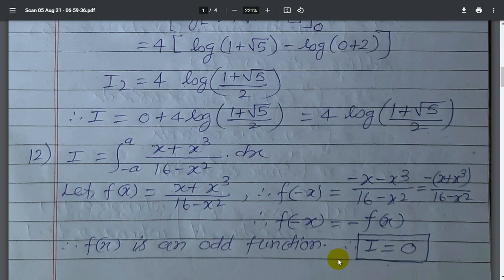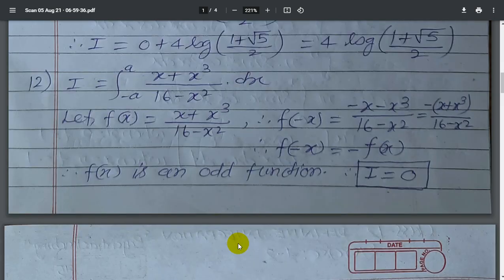So you can write the property here if you want to write it. Integral of minus a to a f of x dx equals 0 if f(x) is an odd function, and it is equal to twice the integral 0 to a f of x dx if f(x) is an even function. So according to this property, its value is 0, and this is the full solution of this question. So this type of question is very important for competitive exams as well as for board exams.